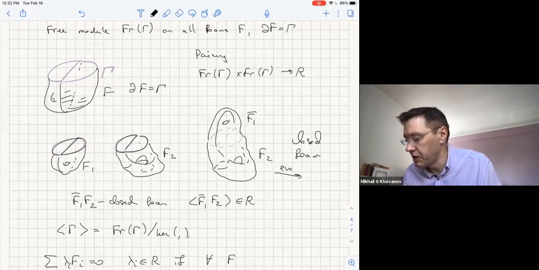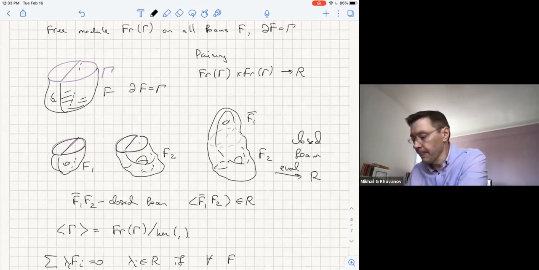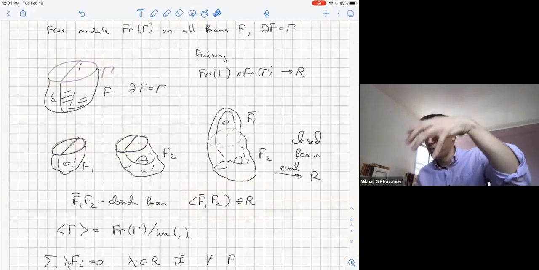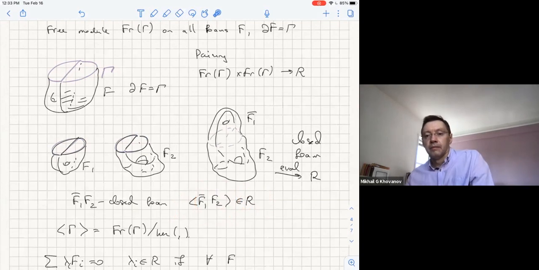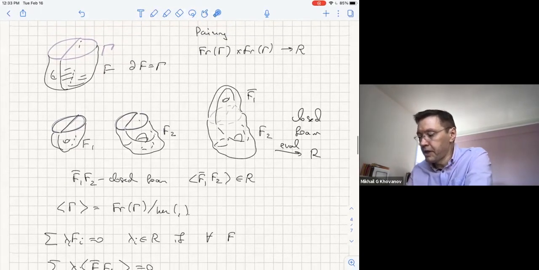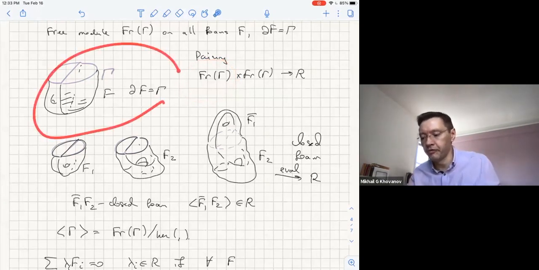So we can apply our evaluation to get an element of the ground ring of symmetric functions. So we write it like this. We combine F2 and its reflection of F1 into a closed form, evaluate to get an element of R. And this extends by linearity to pairing. In fact, it's a symmetric pairing on this very large R-module with the basis of all forms with boundary gamma.